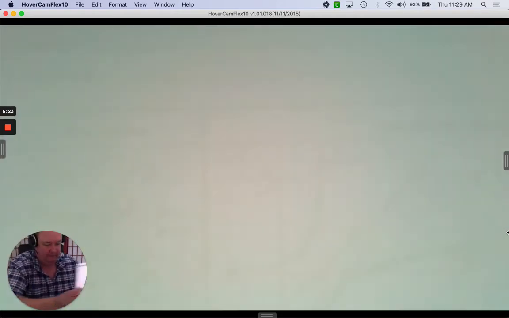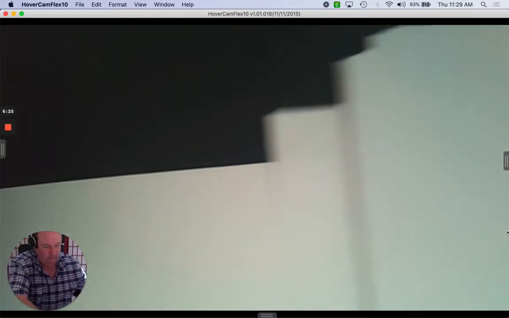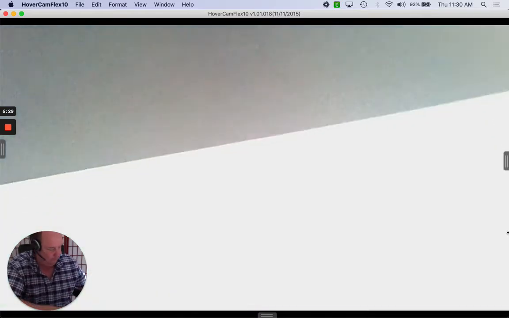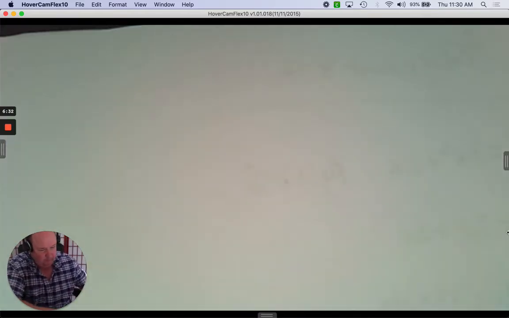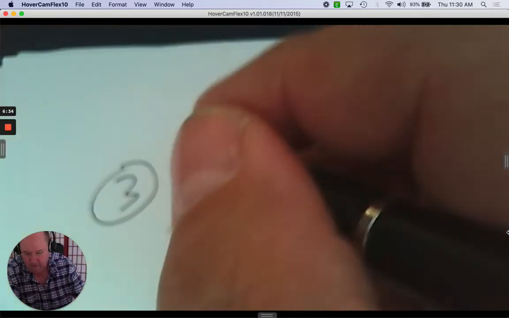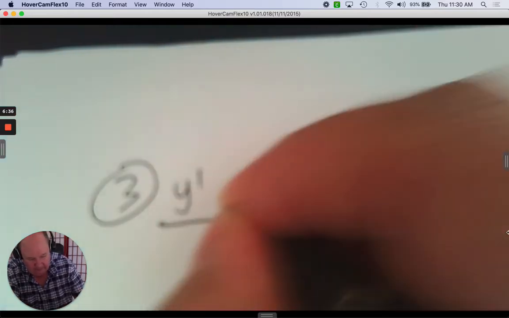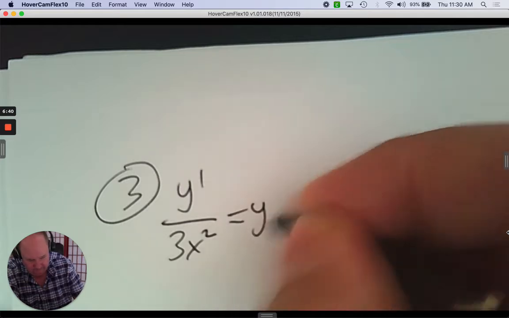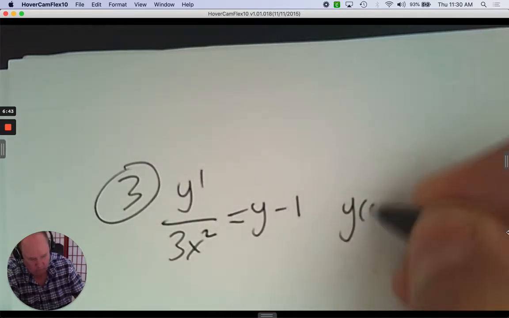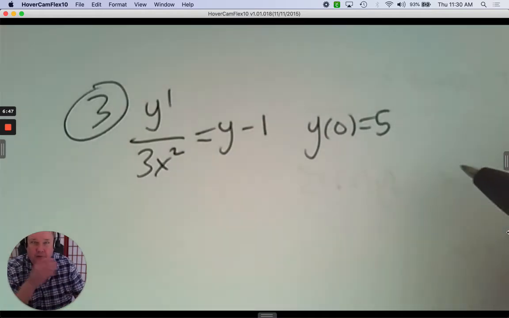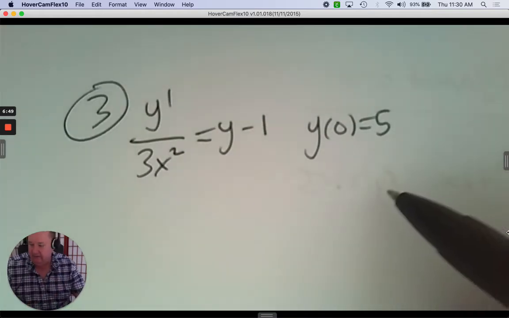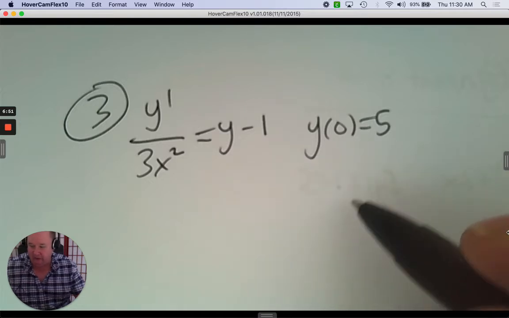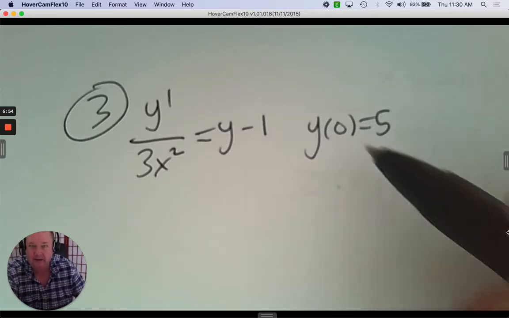Number 3. In number 3, again, a diffie q. Can you solve a diffie q? Once you catch on to a diffie q, it's not too bad, I think. It's calculus, but a lot of algebra in the calculus that once you click, it kind of clicks.